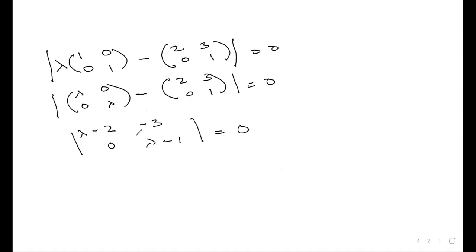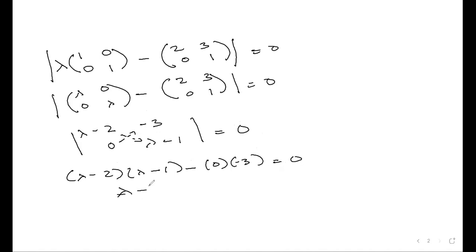And then the determinant. So I'm going to multiply across, and multiply across and subtract. So that's lambda minus 2 times lambda minus 1, minus 0 times minus 3, is equal to 0. That is lambda minus 2 times lambda minus 1 is equal to 0. So lambda equals 2 and 1.